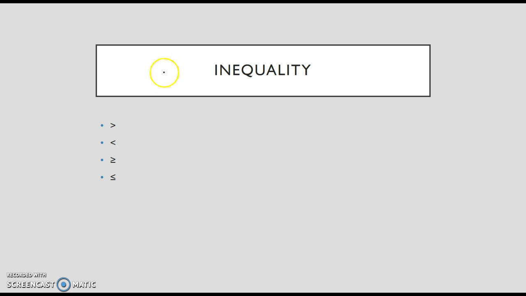So we've got these signs here, these little sideways V's. We've got 4 options. We've got greater than and less than. You always read left to right. So, for example, I could say x is greater than 2. That means all of the x's that are bigger than 2.